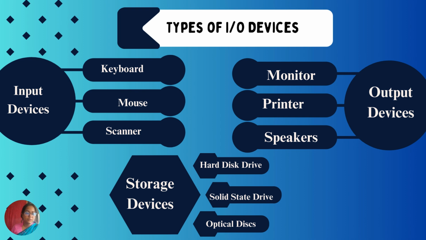Types of input output devices. There are many types of input output devices. Some of them are input devices, output devices, and storage devices. Input devices include keyboard, mouse, and scanner. Output devices include monitor, printer, and speakers, and storage devices include hard disk drive, solid state drive, and optical discs.